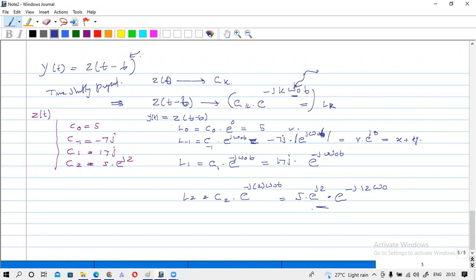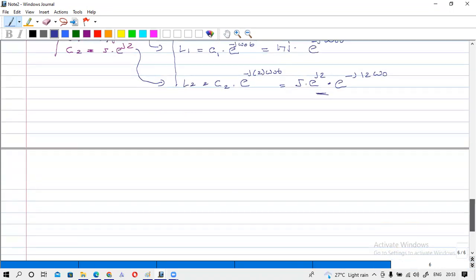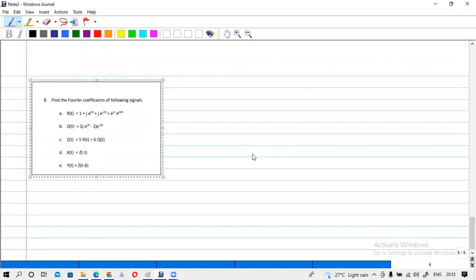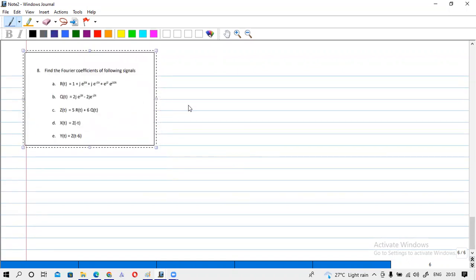Here we have found L0, L minus 1, L1, and L2. These are the corresponding coefficients for C0, C minus 1, C plus 1, and C2. So here also we have four coefficients for y(t), which we found using the time shifting property. Now how to estimate this omega naught? I will tell you how to estimate this one. Actually, we have already done this kind of question.